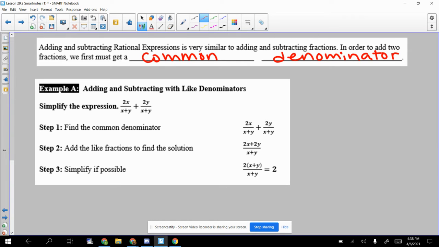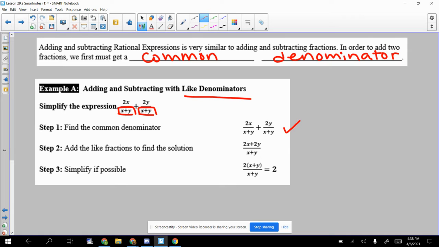Okay, so example A here says adding and subtracting with like denominators. So if you'll notice here, simplify the expression 2x over x plus y plus 2y over x plus y. Well, they have common denominators. The denominators look exactly the same. So that's why these are called like denominators, because they look alike, right? So your first step is going to be to find the common denominator, but that was already done. It is x plus y.